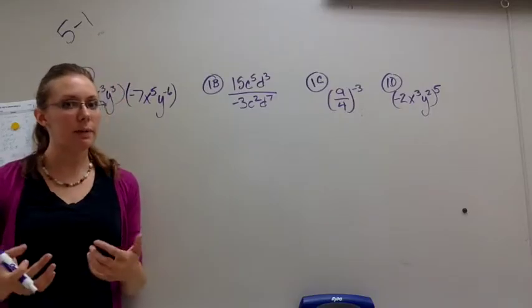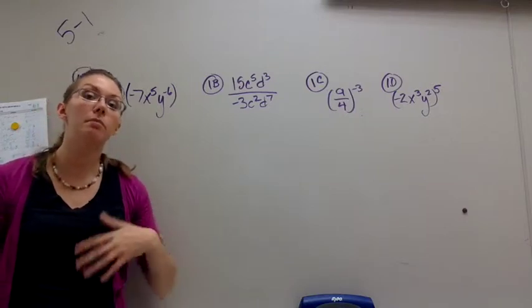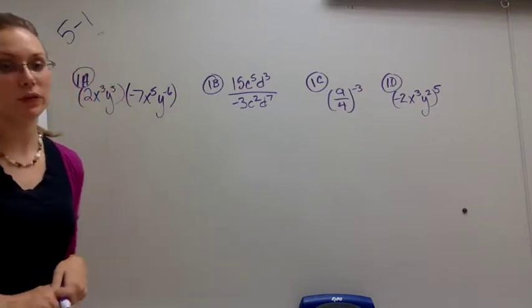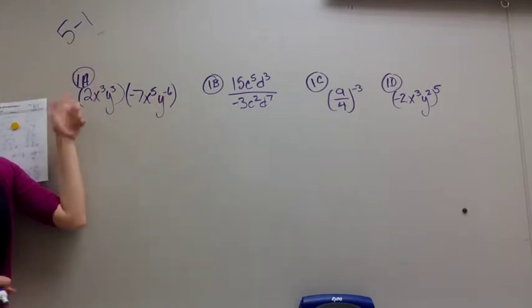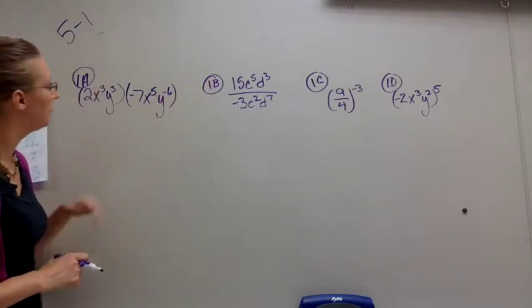All right, so let's do a couple examples now that are going to use most of, if not all of, these properties from above. Okay, so there are 4 outlined at the bottom of your sheet. We're going to do 1A, 1B, 1C, and 1D.